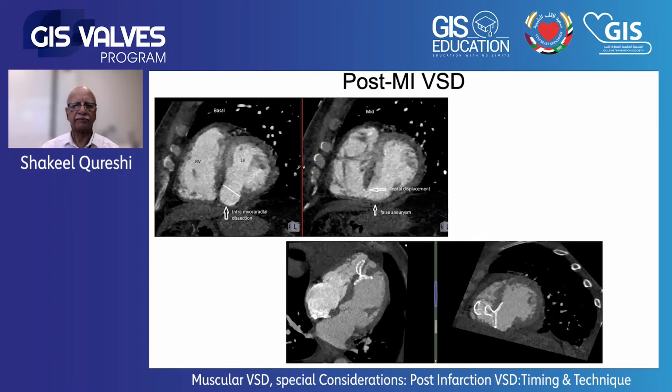Here's a post-infarct VSD in whom there is an intramyocardial dissection and rupture with false aneurysm formation opening into the right ventricle. And with a muscular VSD device in place, you can see it in a satisfactory position from the left ventricular view, but elongated in the right ventricle.